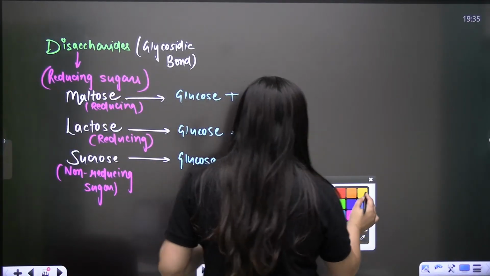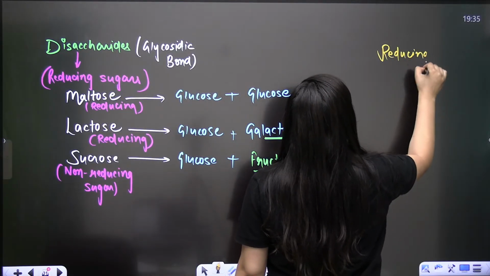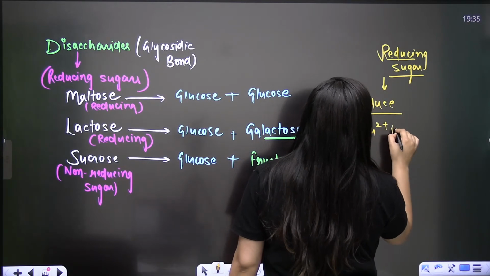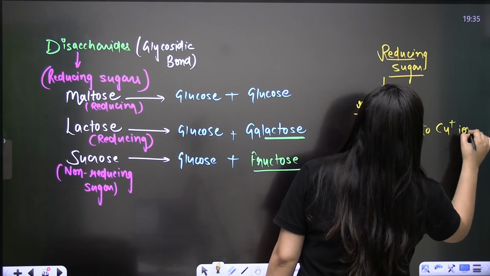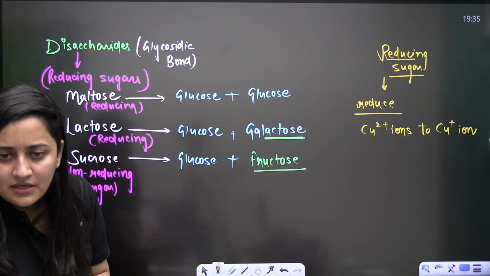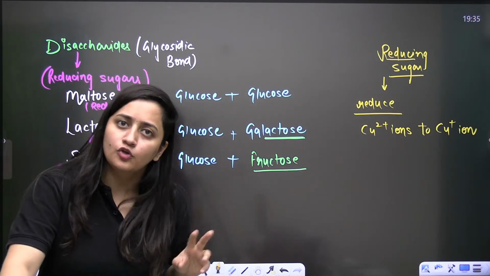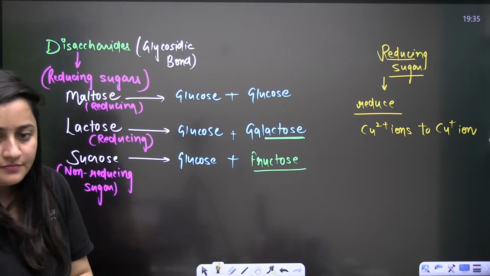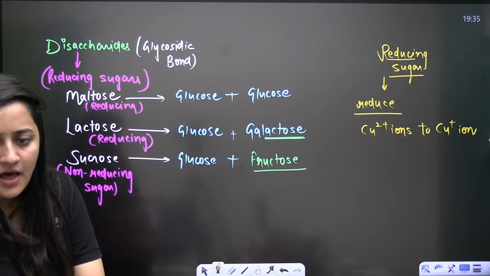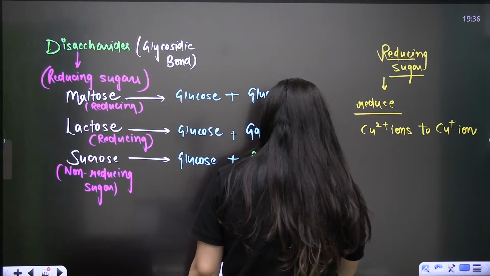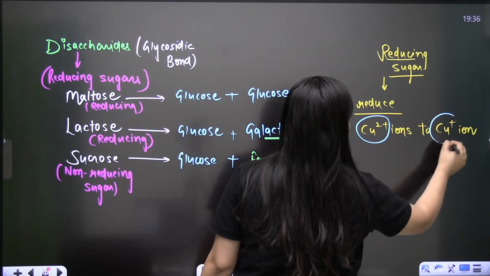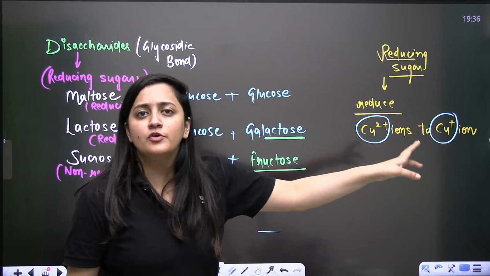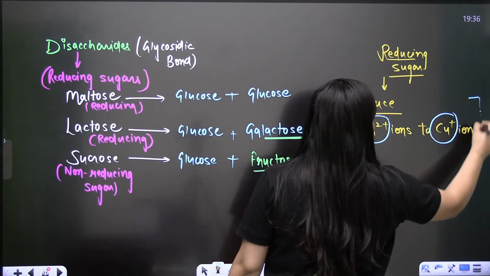Let me explain the meaning of reducing sugar. When you say reducing sugar, it has the property that it can reduce Cu2+ ions, that is cupric ion, to cuprous ion. Is it Cu2+ or Cu3+? Cu2+ is cupric. So Cu2+ will form Cu+; cupric will form cuprous. So the sugars which can reduce cupric to cuprous ion are the reducing sugars.